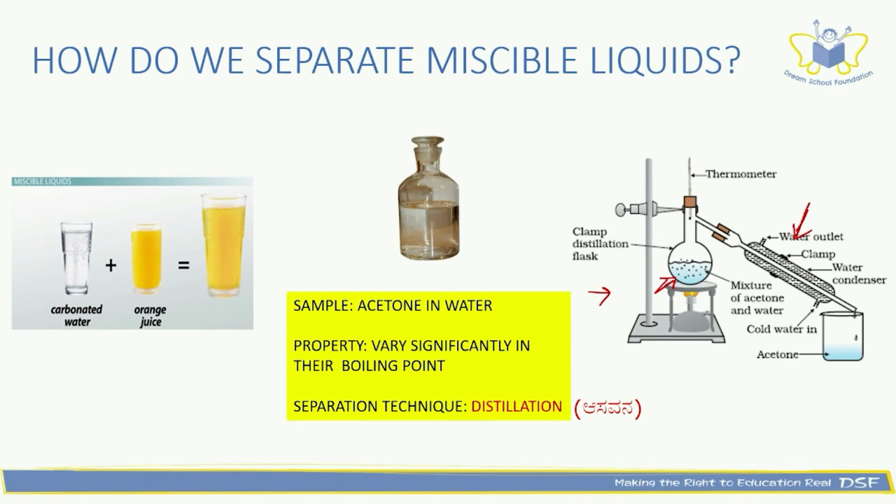The boiling point of acetone is 56 degrees Celsius and water is 100 degrees Celsius. When the temperature of the mixture reaches 56 degrees Celsius, acetone starts to evaporate. It will get condensed and collected in this beaker. The water will remain in liquid state during this process as it has a higher boiling point. We can hereby separate miscible liquids like this.